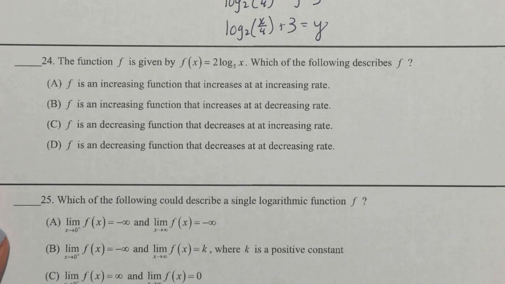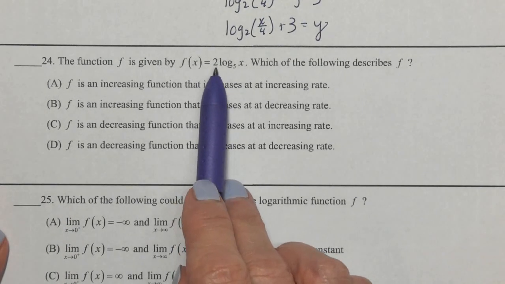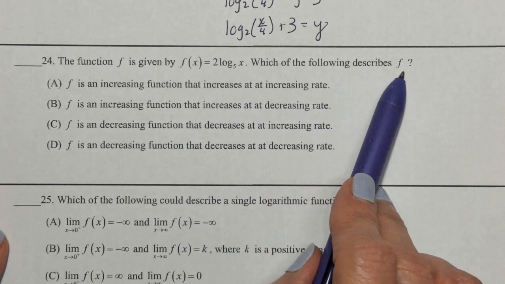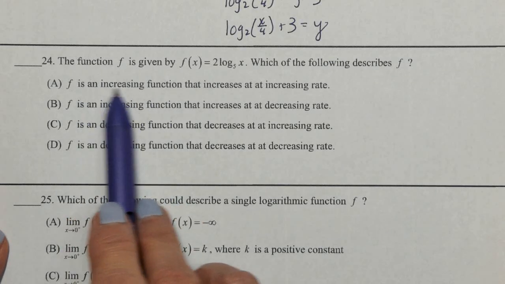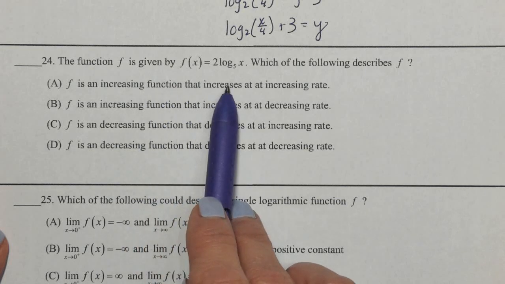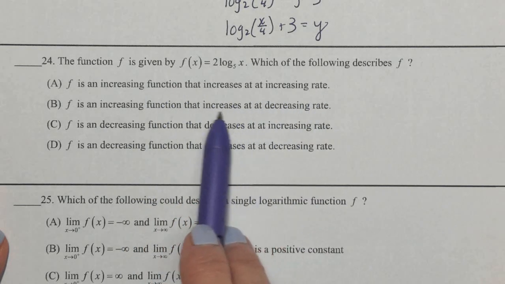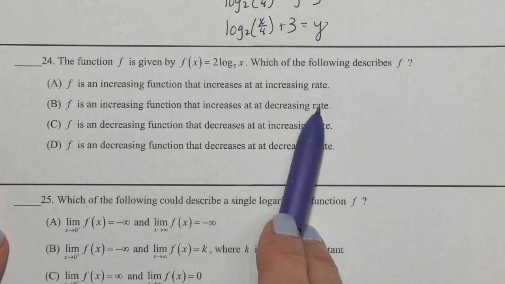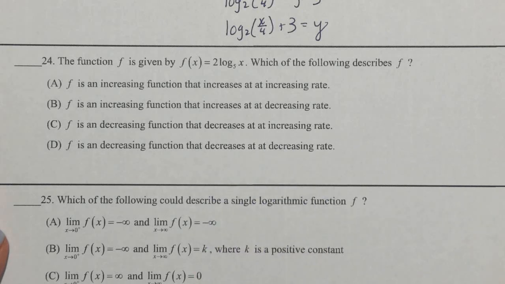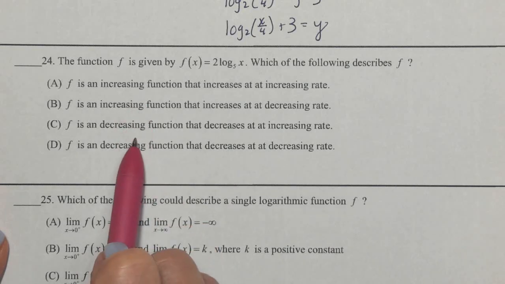Okay, number 24. Function f is given by 2 log base 5 of x. Which of the following describes f? Okay, f is increasing, f is decreasing. F increases at an increasing rate, f increases at a decreasing rate. F decreases at an increasing rate, decreases at a decreasing rate. This is a throwback to a previous unit when we talked about concavity. Unit 1, we talked about concavity. Okay? Increasing and decreasing functions.